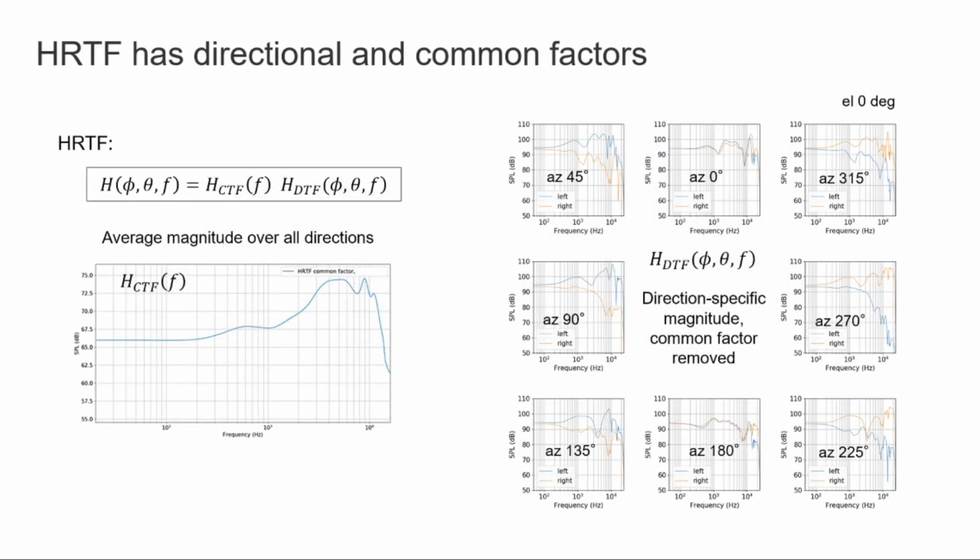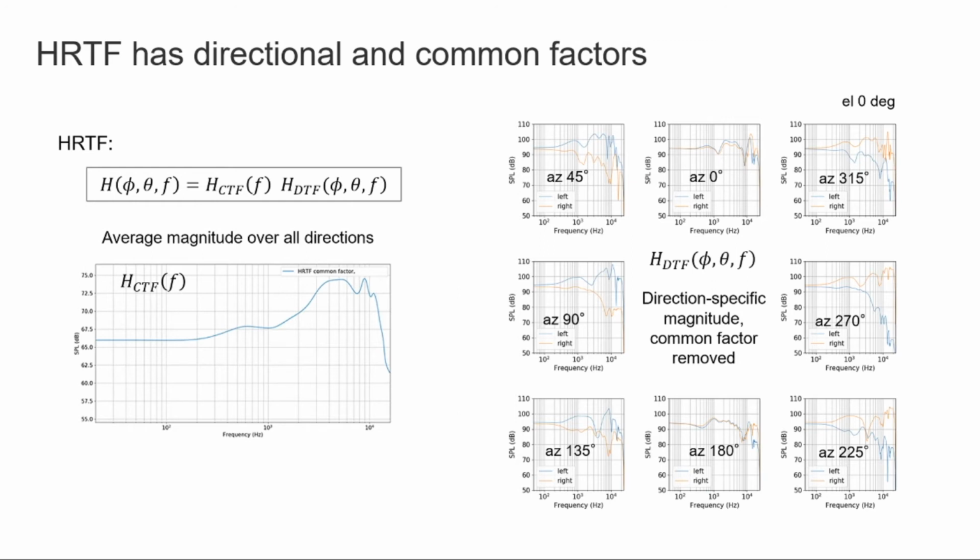The magnitude effect in the HRTF is shown here in two parts. On the left you see the magnitude effect that is common to all directions in the head-related transfer function. This is called the common transfer function, or CTF. On the right you see some examples of directional magnitude responses.